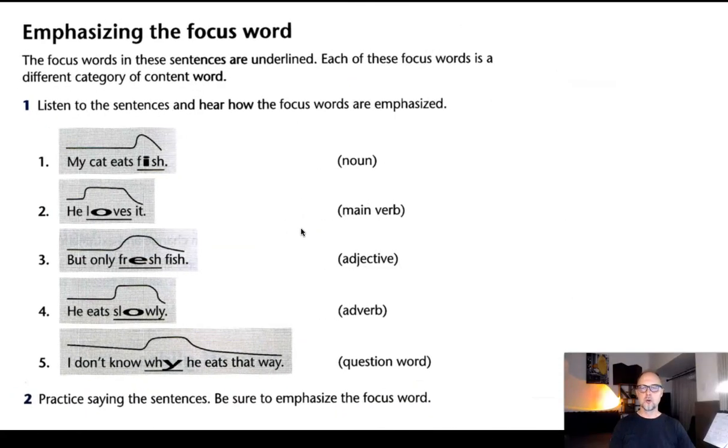Okay, so here's a little story, and the focus words in these sentences are underlined. Each of these focus words is a different category of content word. Okay, so you have the noun, main verb, adjective, adverb, and question word. Okay, so let's read this together. So I'm going to read it, and then you can repeat after me.